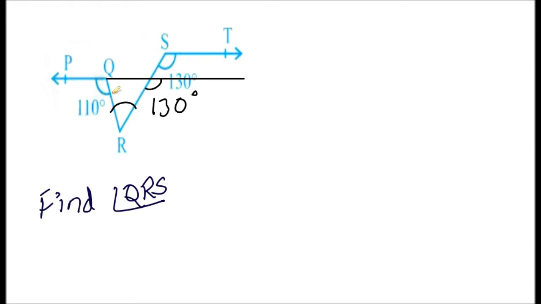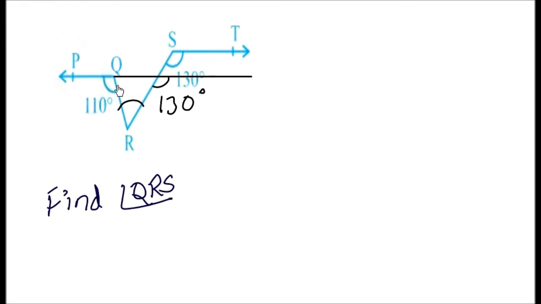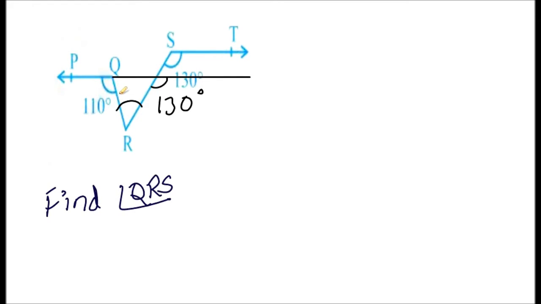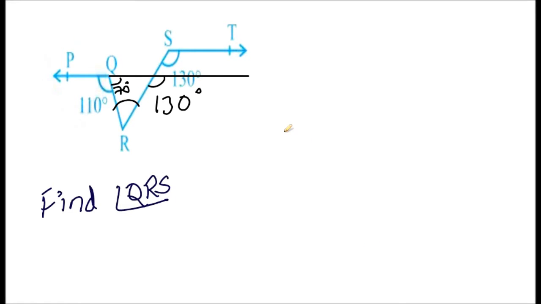So here this angle forms a linear pair. So this is 180 minus 110. Since these two angles form a linear pair, this is 70 degrees. 180 minus 110 is equal to 70 degrees. So here we got 130 degrees, and 180 minus 130 is 50 degrees. This is 50 degrees.